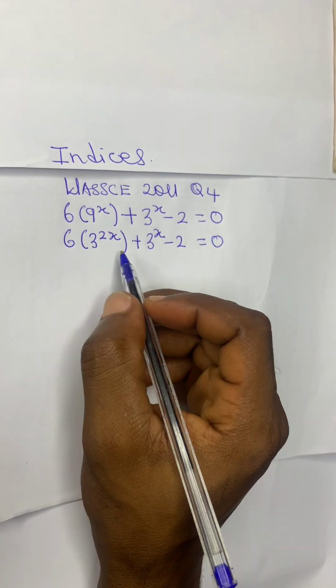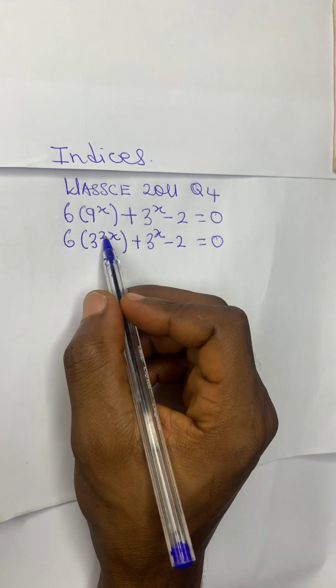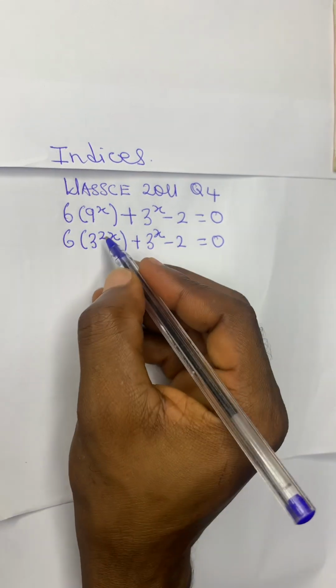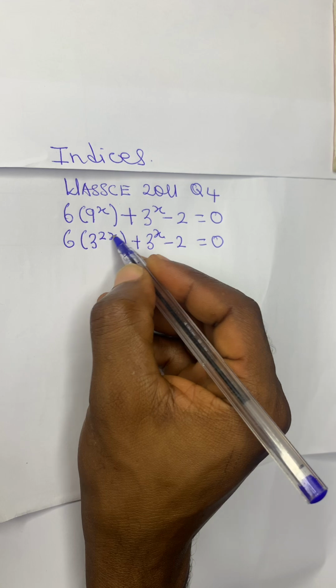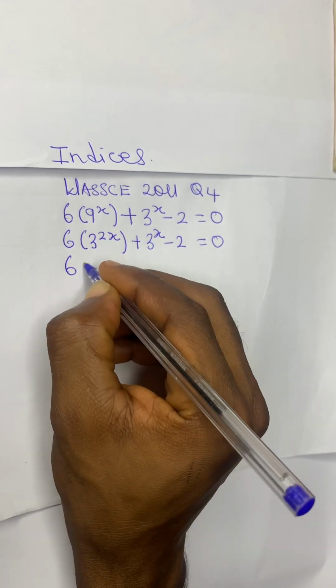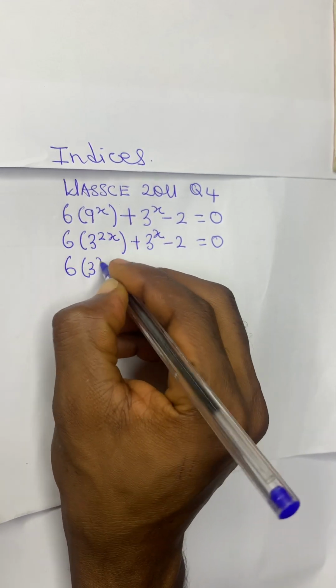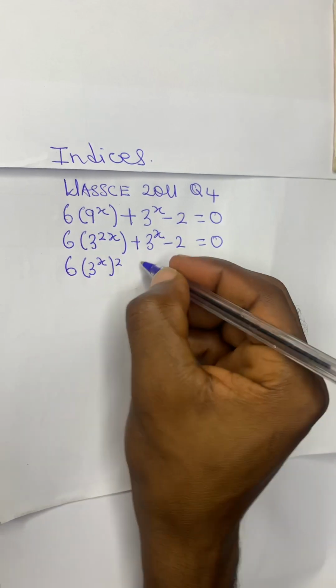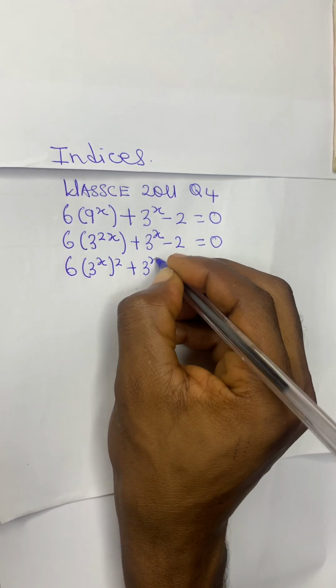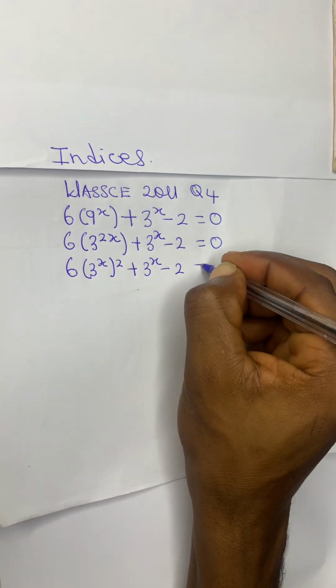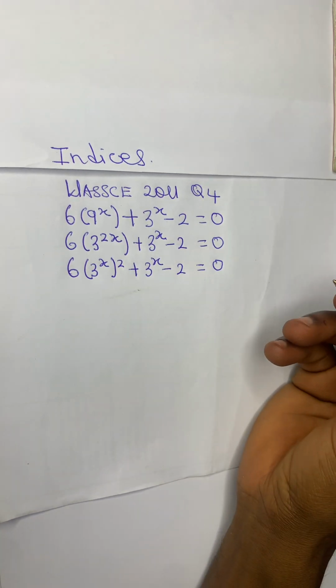But when you study this carefully, the bases are the same, but the exponents are not. So we can factorize the 2 out. So this will give us 6 here, 3 to the power x all to the power 2, plus 3 to the power x minus 2 is equal to 0.